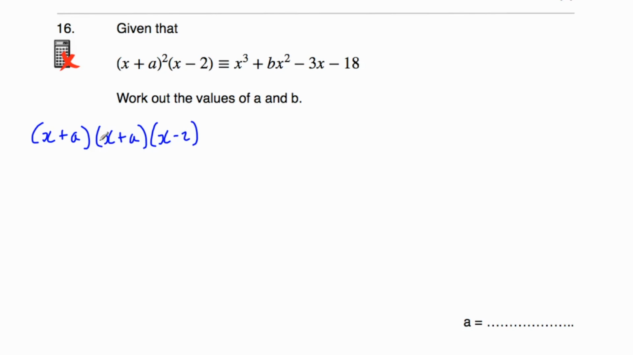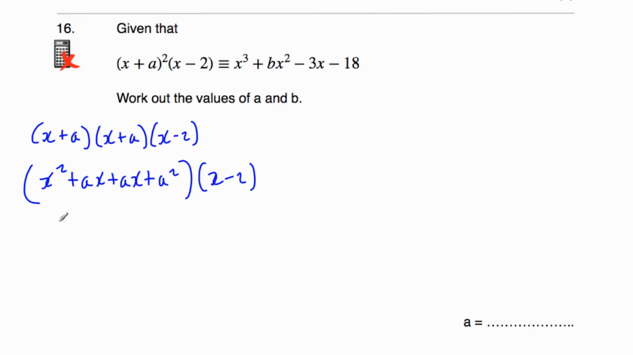And let's expand this and see what we get. So let's multiply the first two brackets together to begin with. So x times x is x squared. X times a would be plus ax. A times x is plus ax, and a times a is plus a squared. So that's what we get when we multiply out the first two brackets, and then we've still got our x minus 2.